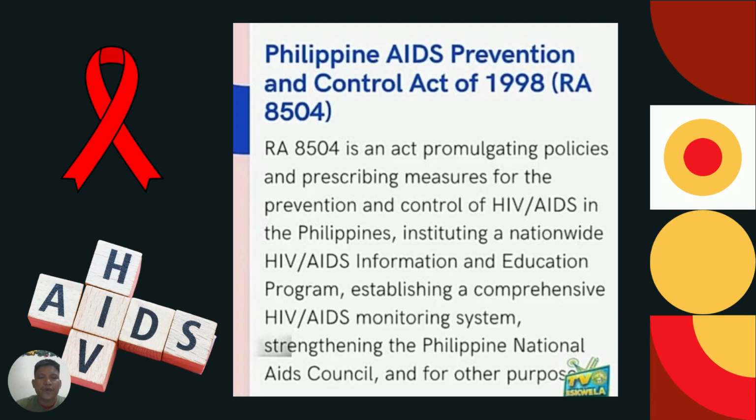The next act is the Philippine AIDS Prevention and Control Act of 1998, or Republic Act 8504. This act promulgates policy and prescribes measures for the prevention and control of HIV or AIDS in the Philippines, instituting a nationwide HIV or AIDS information and education program, establishing a comprehensive HIV or AIDS monitoring system, strengthening the Philippine National AIDS Council, and for other purposes.